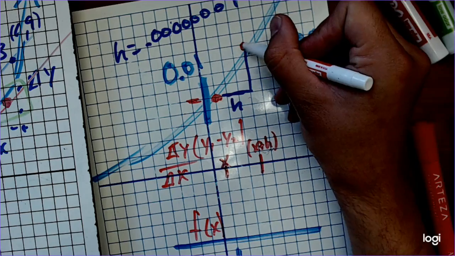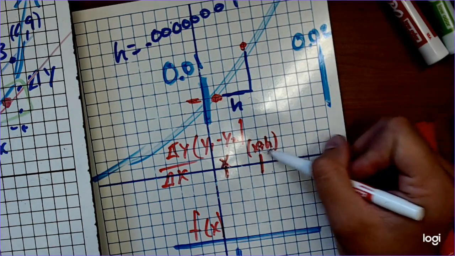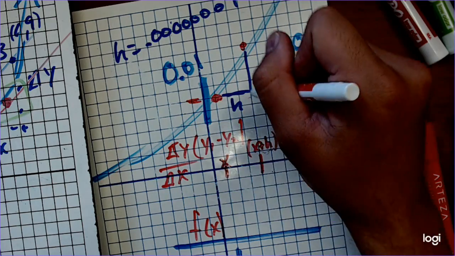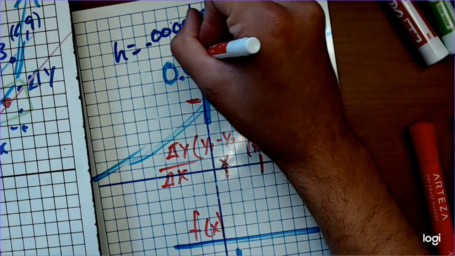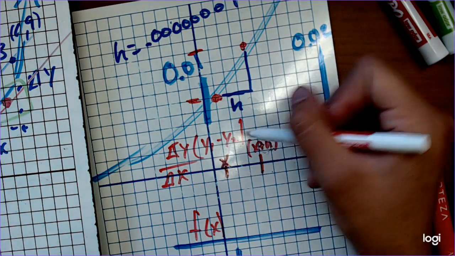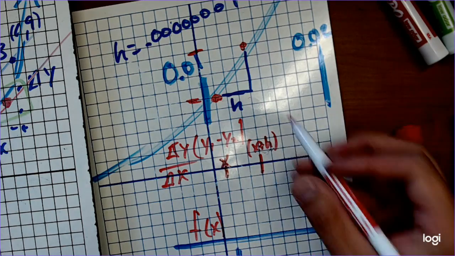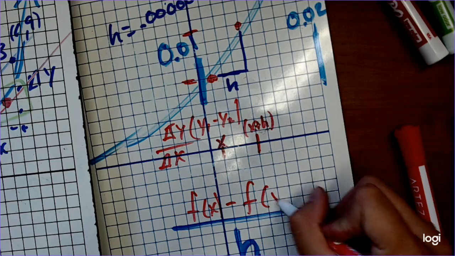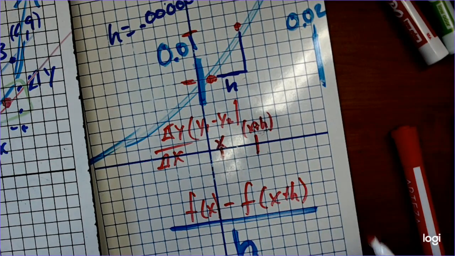Now let's talk about how I get this value right here. Well, this value is going to be x plus h, right? So if I was going to calculate the functional value of what this coordinate is, instead of doing f of x, I just do f of x plus h, right? So I'm going to do f of x minus f of x plus h, right?